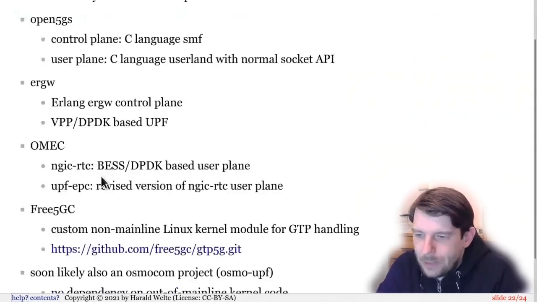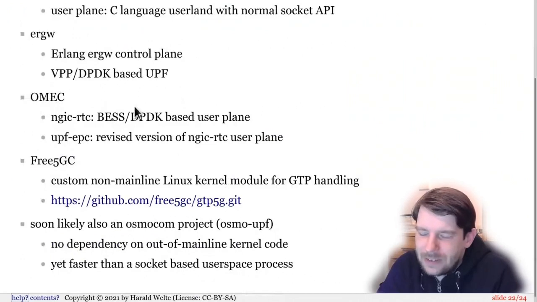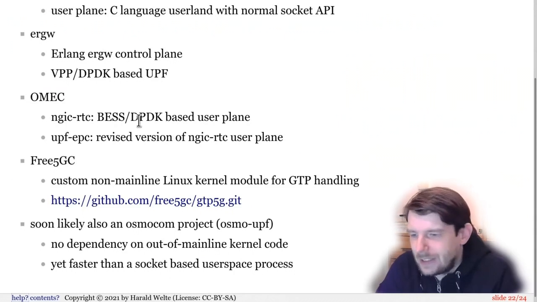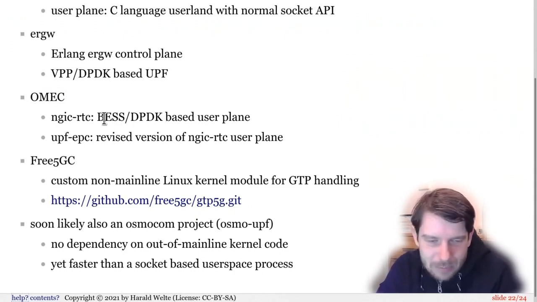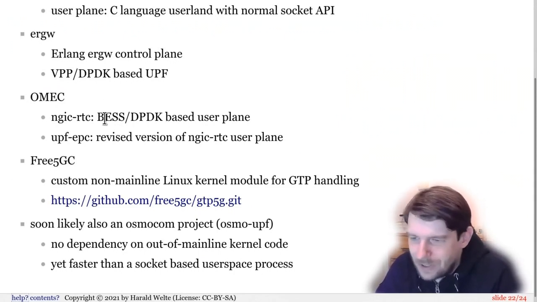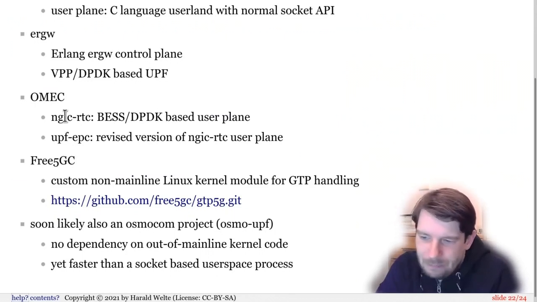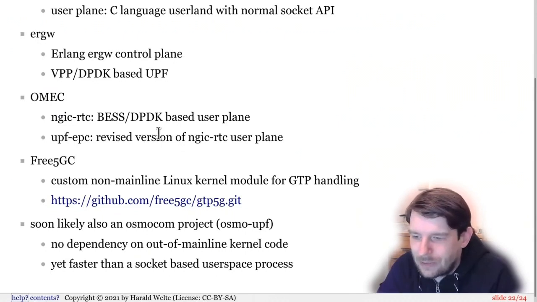There is another project called OMEC, which has actually two implementations, the NGIC RTC and the UPF EPC. It's the name of the Git repositories and the projects. In the first one, they use a different framework on top of DPDK called BESS, the Berkeley something enhanced soft switch or something like that. I forgot the exact expansion of the acronym. Basically going the same route with DPDK, bypassing all of the kernel network stack. And then the updated version, the UPF EPC, is a 5G implementation, so 4G and 5G versions of the CUPS principle.